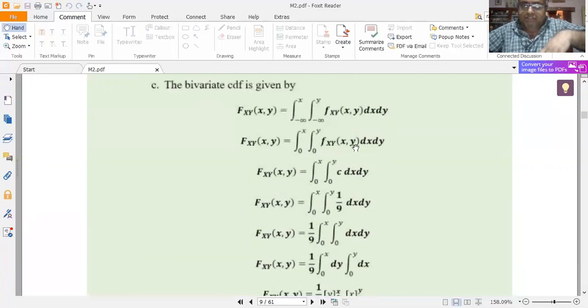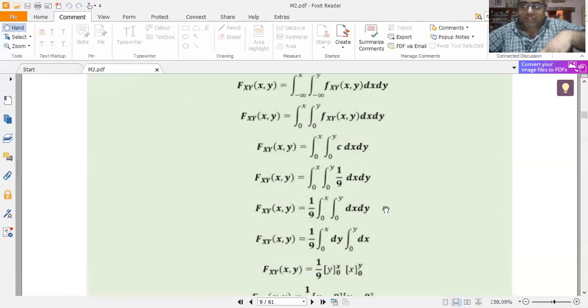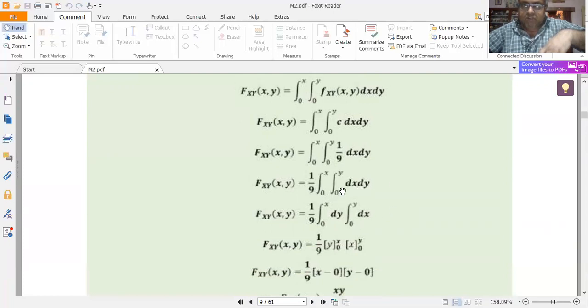Now substitute the value of fXY of x. So integral 0 to x, integral 0 to y, I get c dx dy. This is again as per the problem definition. c is given by 1 by 9 as we have calculated in the first part. So I get the joint CDF is given by integral 0 to x, integral 0 to y, 1 by 9 dx dy. 1 by 9 is a constant, so pull it outside. So I can write this as 1 by 9 integral 0 to x, integral 0 to y dx dy. Now this double integral can be split as the product of two one-dimensional integrals. But be very, very careful. Normally, confusion arises here.